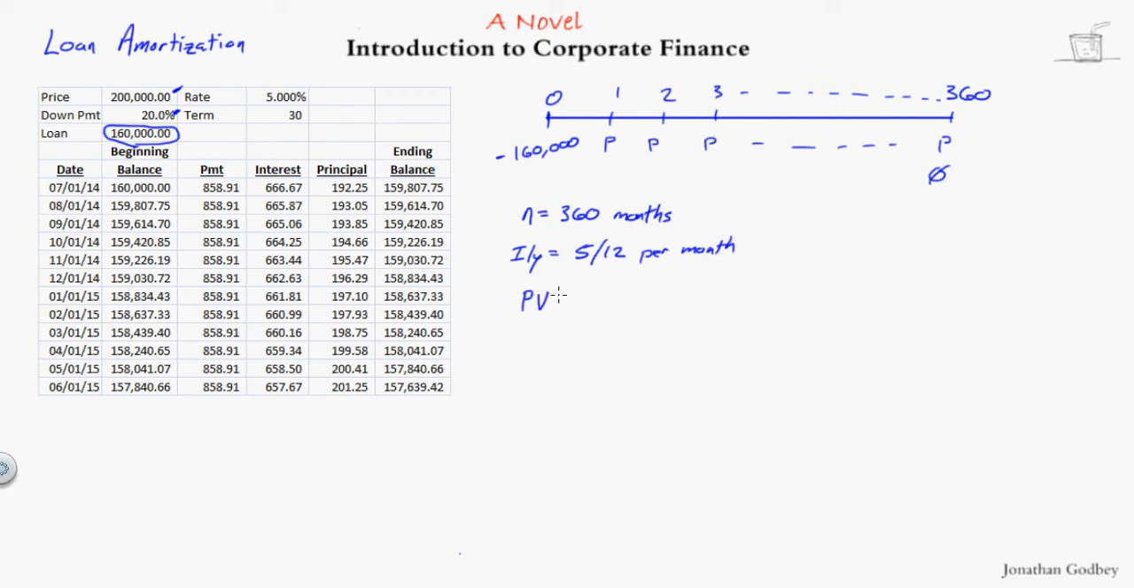The present value is the amount that you borrow, 160,000. The future value is going to be 0. Now I made this negative. I'll make it negative here. You don't need to. So I want to tell you what your calculator will do.